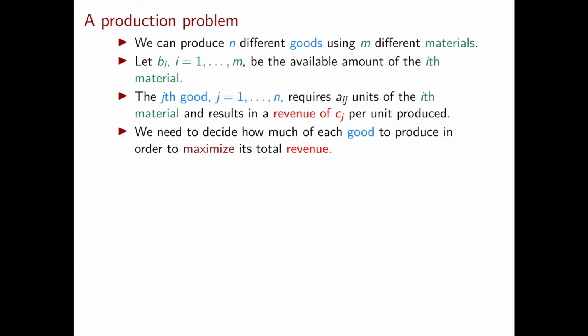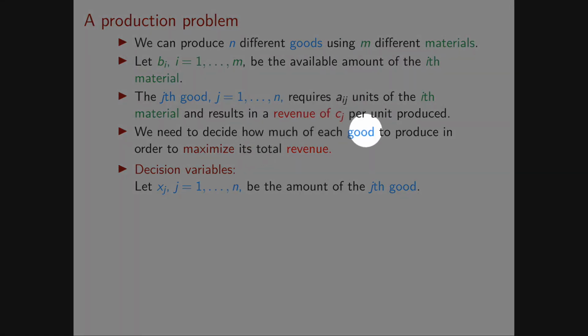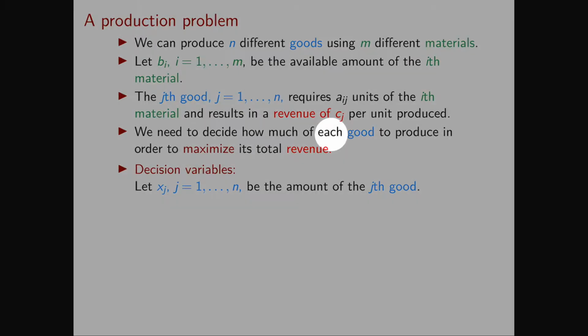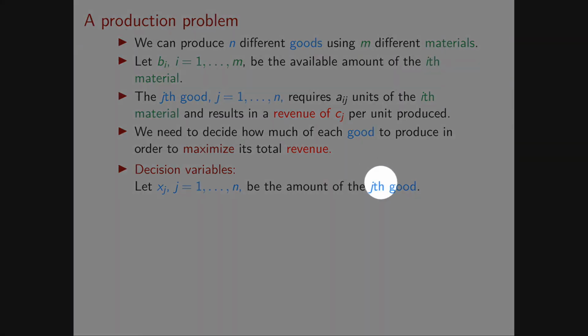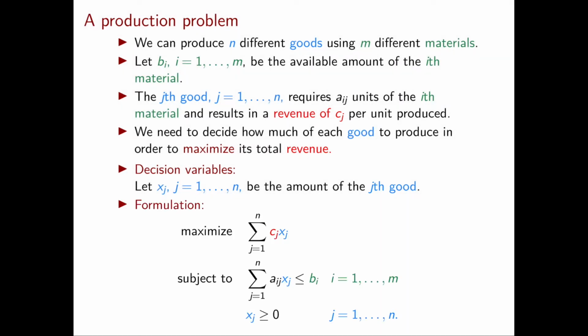Now, every time we have an optimization problem stated in words, the first thing that we should do in order to translate it into a linear programming problem is to write down the decision variables. The decision variables normally are exactly the things you should decide in your problem. In our case, we need to decide how much of each good we should produce, and so we introduce the decision variable x_j that represents exactly the amount of the jth good that we produce. And at this point, writing down the formulation is straightforward.